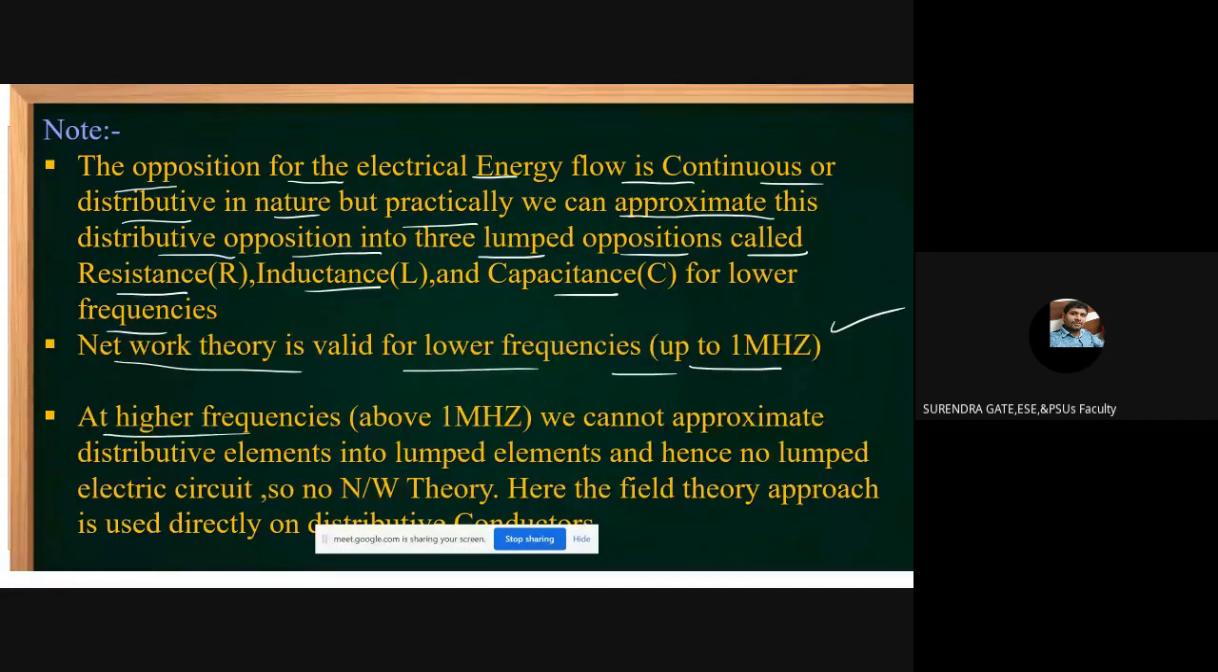But at higher frequencies, above 1 megahertz, we cannot approximate distributive elements into lumped elements, and hence there is no lumped electric circuit, so no network theory. If there is a lumped element, then only we can apply the network theory concept. Understand? But here the field theory approach is used directly in distributive conductors. If there are any distributive conductors above 1 megahertz, and you want to analyze the network, then you can directly apply field theory to analyze the distributive networks.